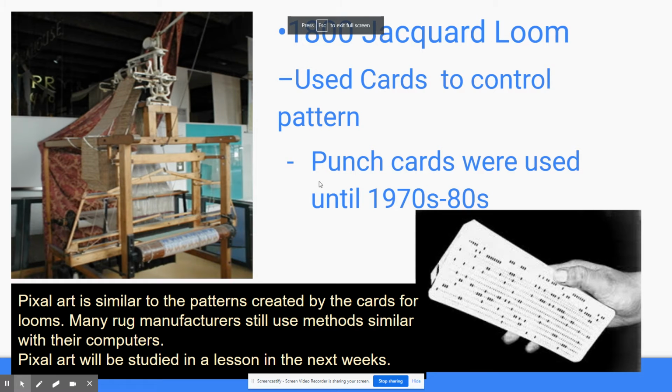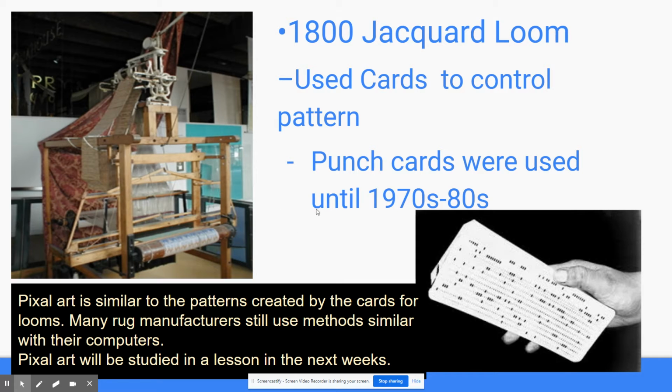Now, the Jacquard loom, built in 1800, used cards to control the pattern. Now, punch cards were used until the 1970s. One of the projects that you might want to be doing, and we'll be studying a little bit, is pixel art. And pixel art is similar to the patterns created by the cards for the looms. So many rug manufacturers still use methods similar to this with their computers.